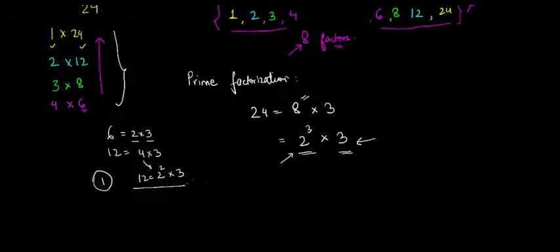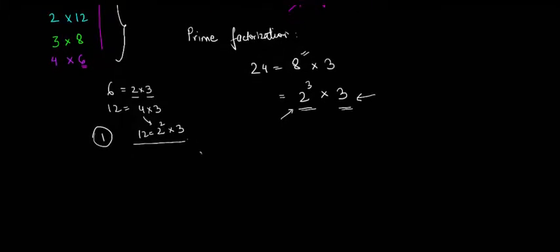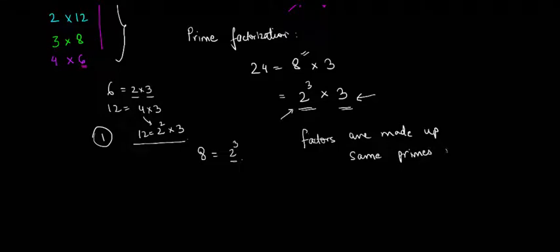Again, 2's and 3's. What about 8? Now 8 can be written as 2 cubed. There's no 3 here, but that's fine, as long as we're not using any prime number that's not in 24. The point that we're trying to make here is the things that make up 24 are the same things that make up its factors, or the factors are made up of the same primes as the number.